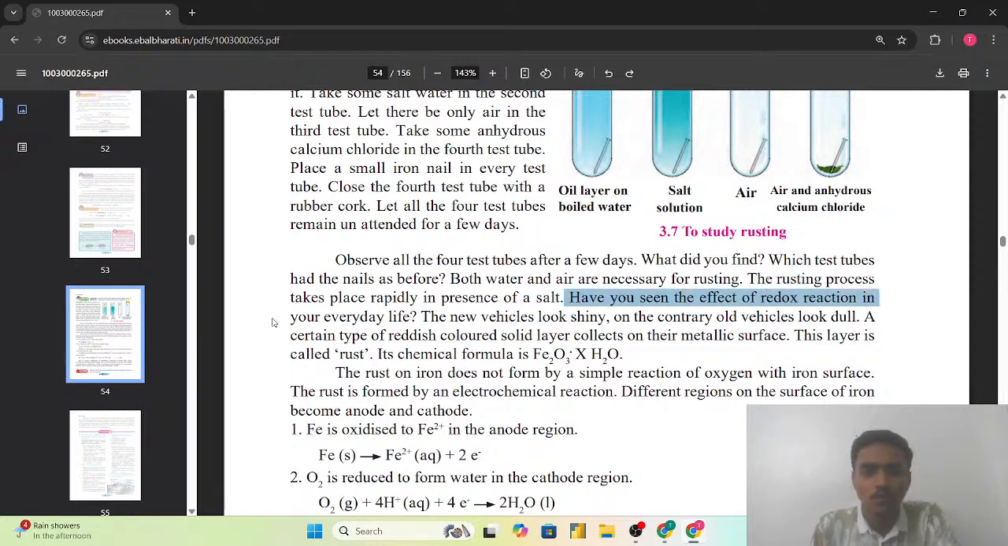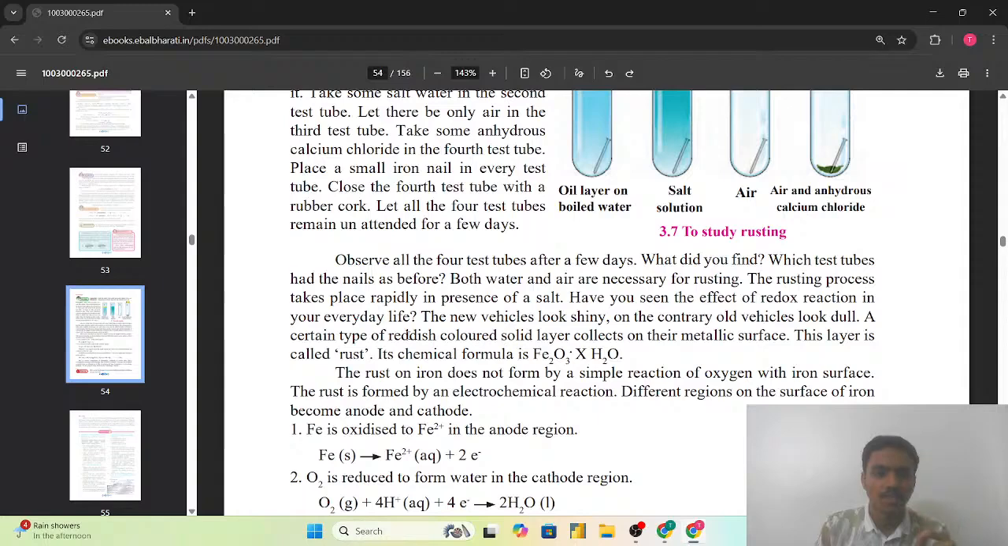Have you seen the effect of redox reaction in your daily life? The new vehicles look shiny, on the contrary, old vehicles look dull. मतलब जो नए जो vehicles होते हैं, नई जो गाड़ियां होती हैं, वो शाइनी दिखती हैं as compared with the old vehicles. So ऐसा क्यों होता है?